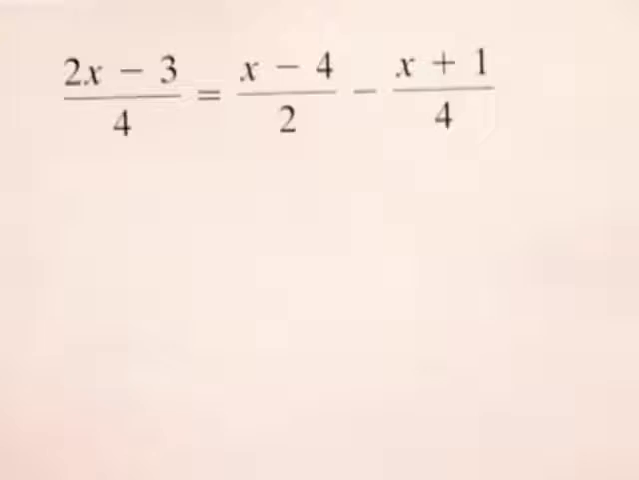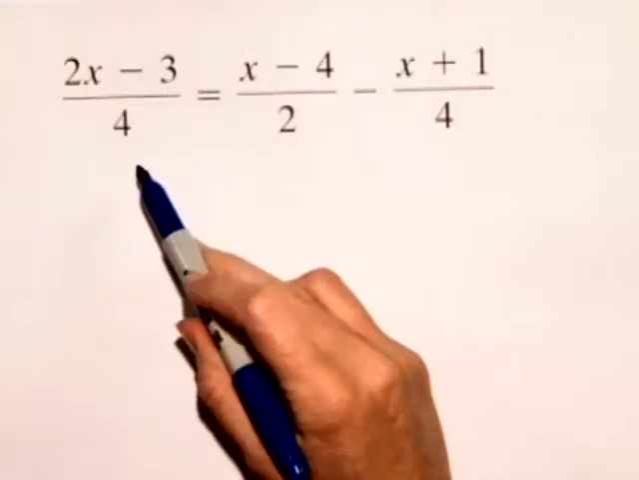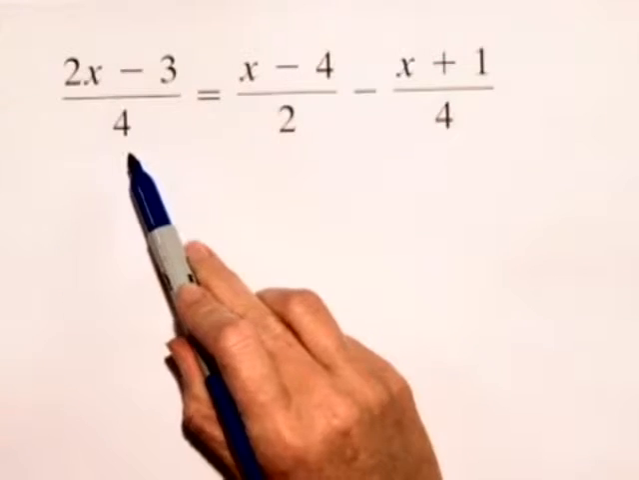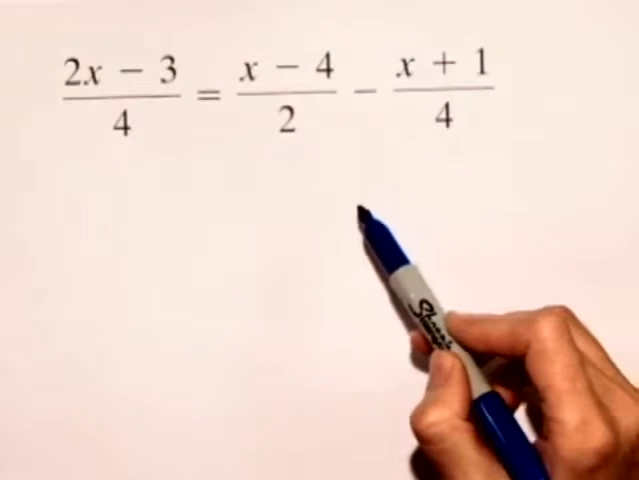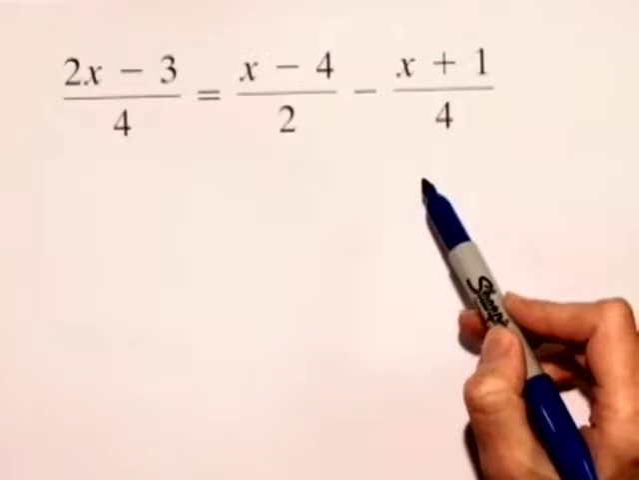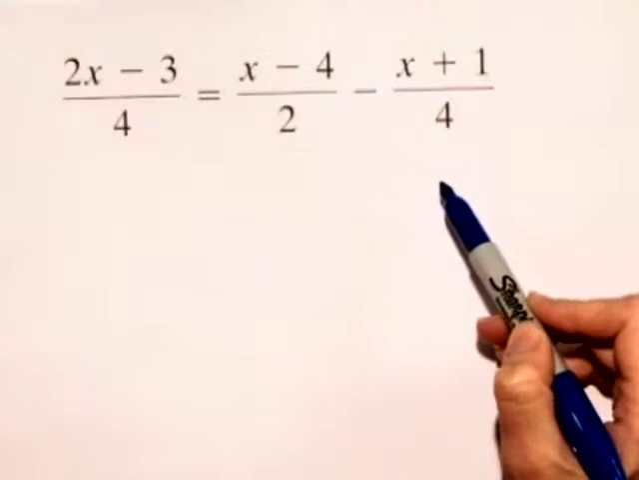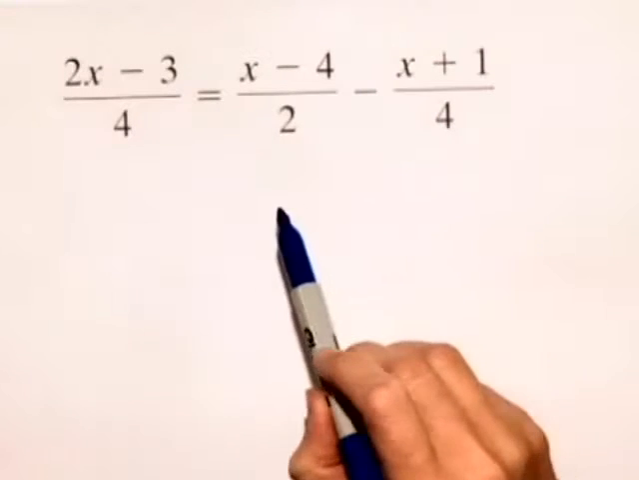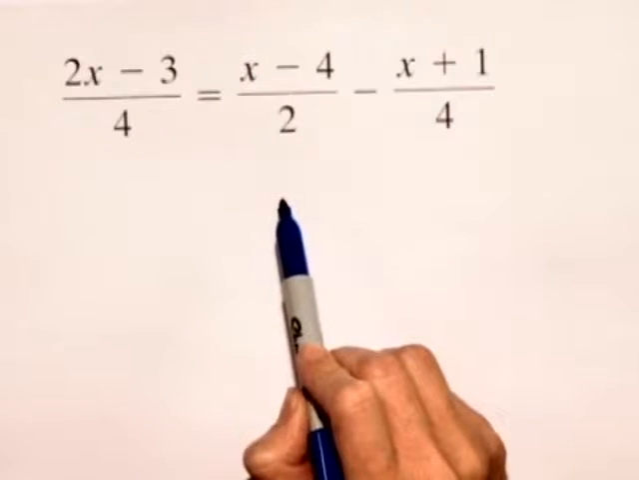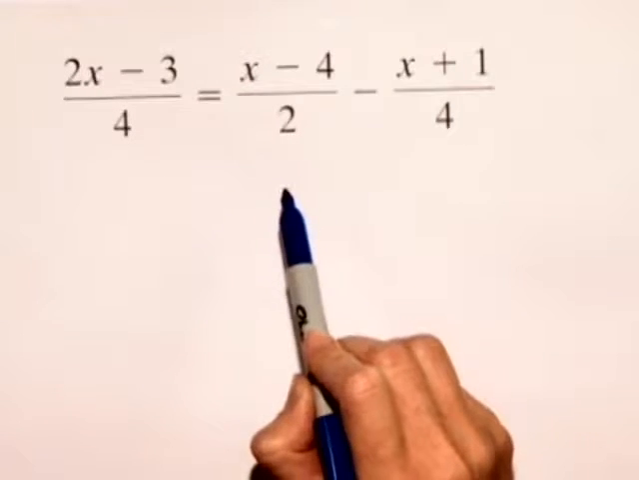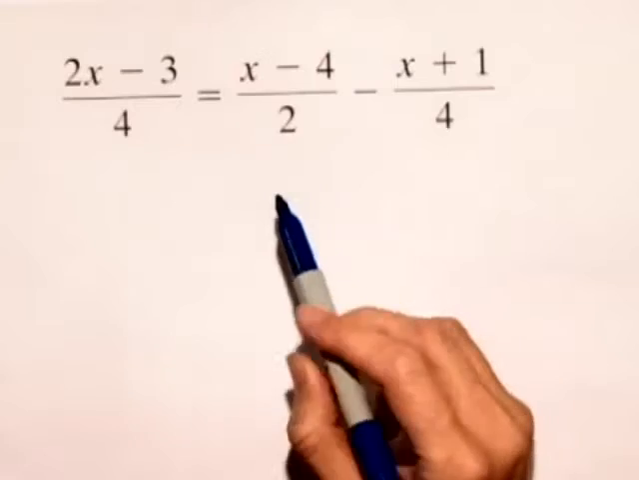For this problem, we'll solve a rational equation. Now we have a rational equation that has denominators of 4, 2, and 4. What we would like to do is clear these fractions so that we have an equation that does not involve fractions. So by looking at the denominators of 4, 2, and 4, we find the smallest number that is divisible by 2 and 4, and that number is 4.